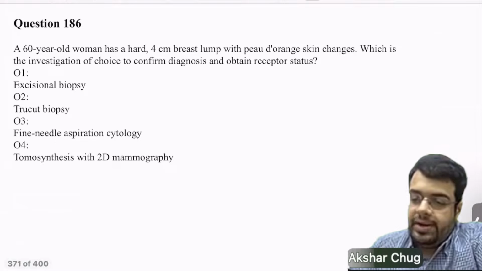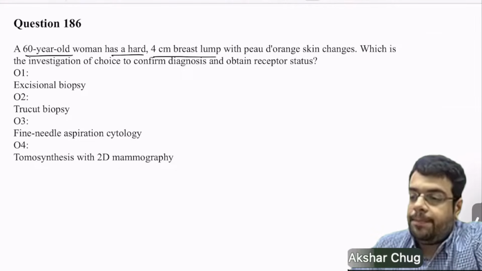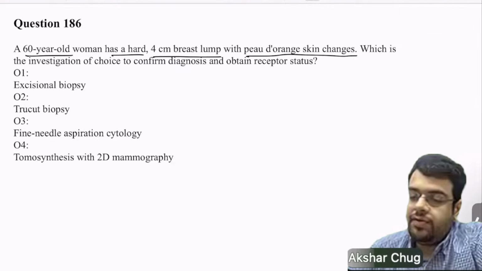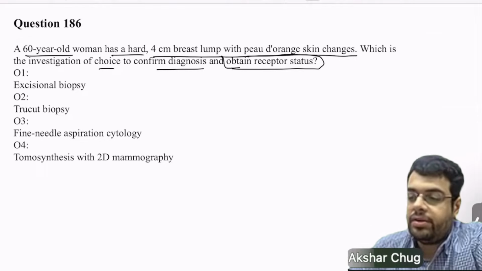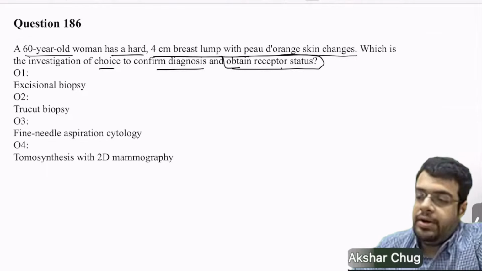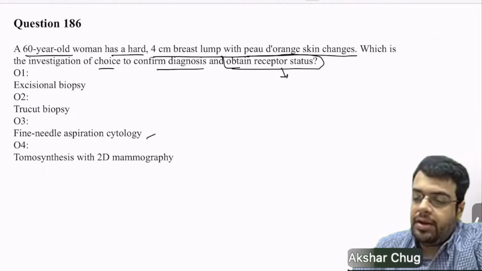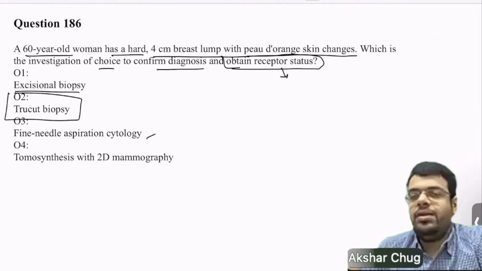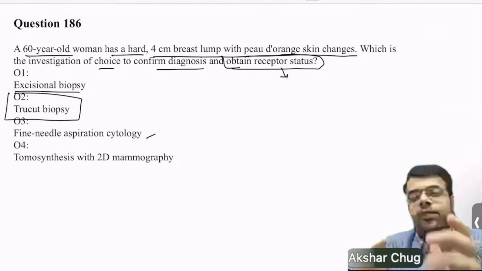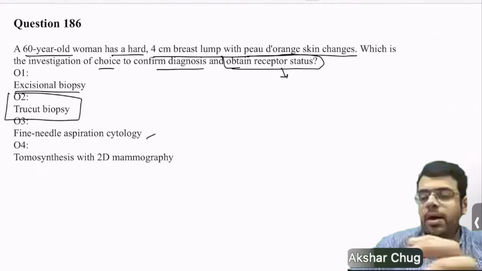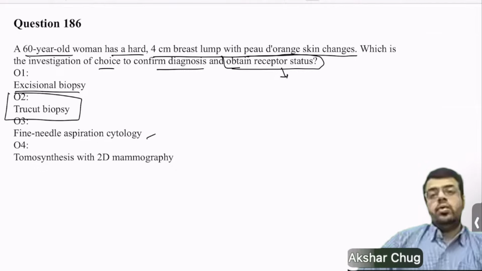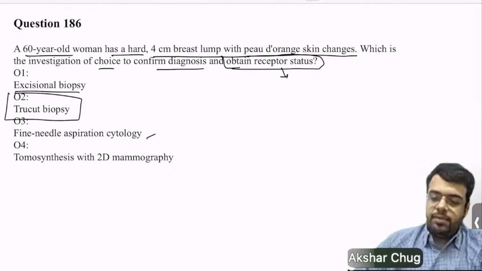Question 186. A 60-year-old woman has a hard 4 cm breast lump with pearly orange skin changes. Which of the following is the investigation of choice to confirm the diagnosis and obtain receptor status? Now, if this point hadn't been there, we could go for a FNAC, but for the receptor status, we need to have a true cut biopsy. Excisional biopsy is seen when we don't have enough number of cells in a true cut biopsy, but the investigation of choice to confirm the diagnosis will always remain a true cut biopsy.